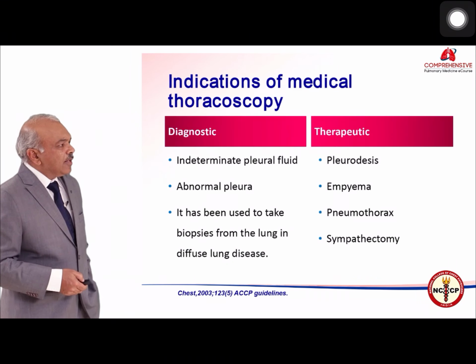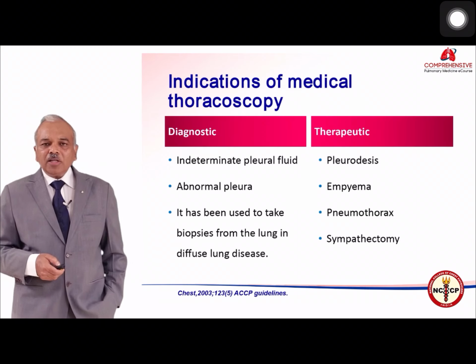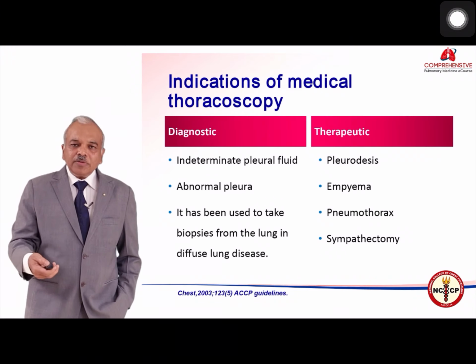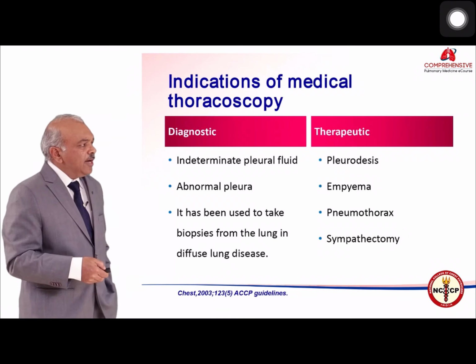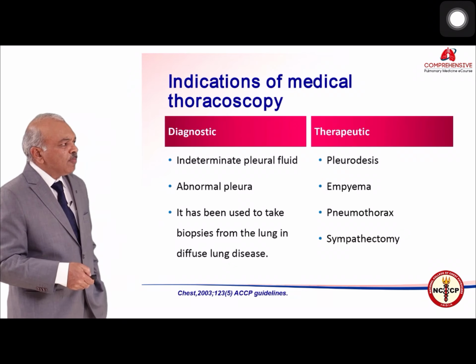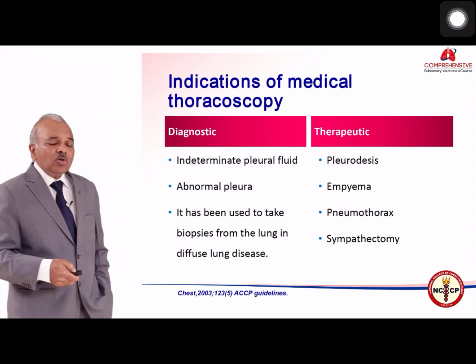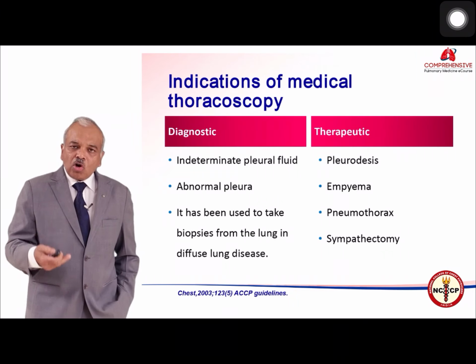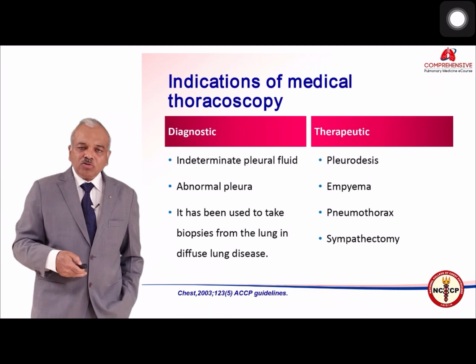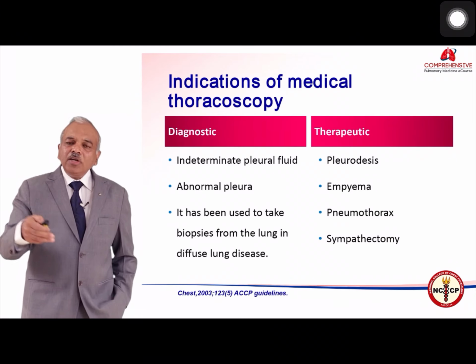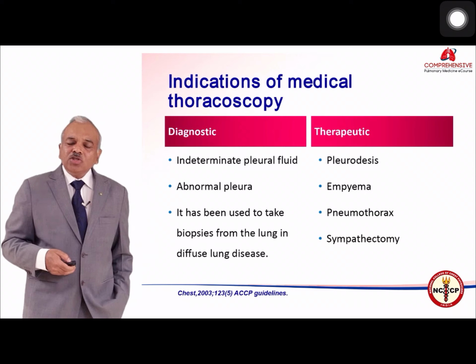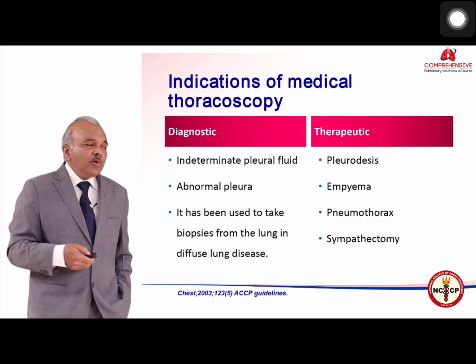What are the indications now for medical thoracoscopy? When would you want to do it? The large majority of patients would be indeterminate pleural fluid. So you have a pleural fluid, as I said, you do not know its nature, what is the cause, and therefore you want to do a thoracoscopy. Abnormal pleura, if your CT or your imaging is showing you an abnormal pleura, you may want to sample that by doing a thoracoscopy.